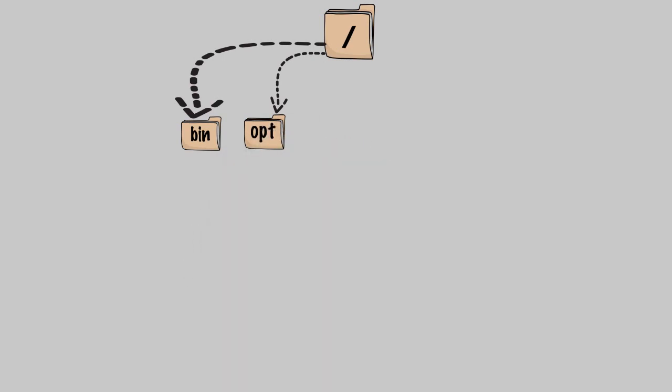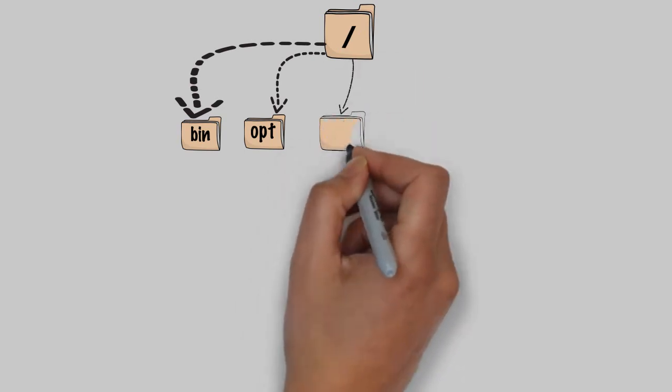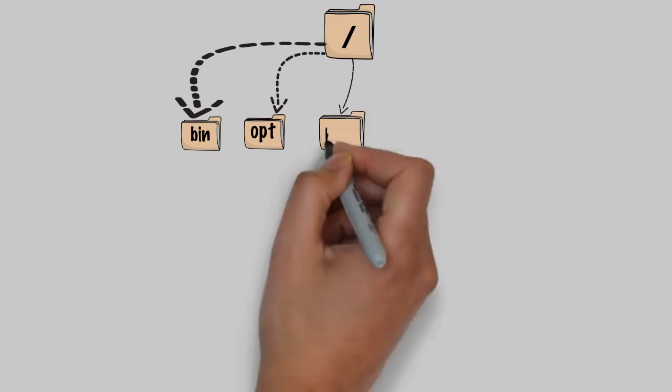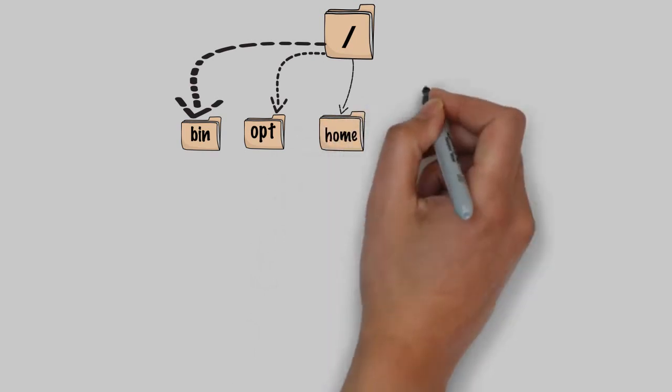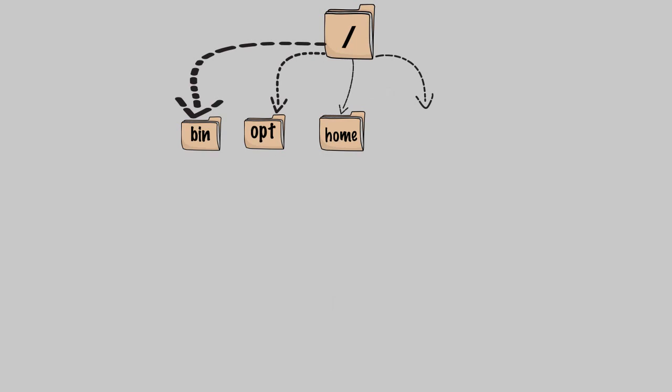Another common directory is the opt. Opt stands for optional. This directory contains software programs that are not installed by default on the system. For example, if you are using Ubuntu, you may have noticed that Google Chrome is not installed by default, and if you do install Google Chrome, you will find it located under the opt directory.